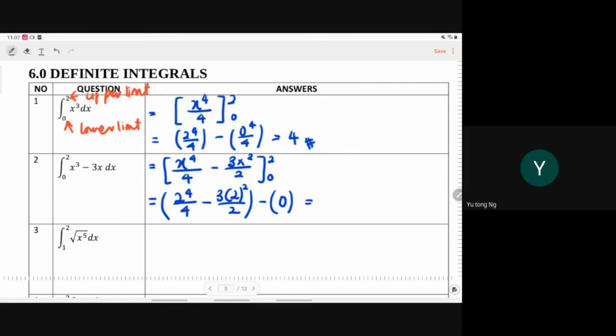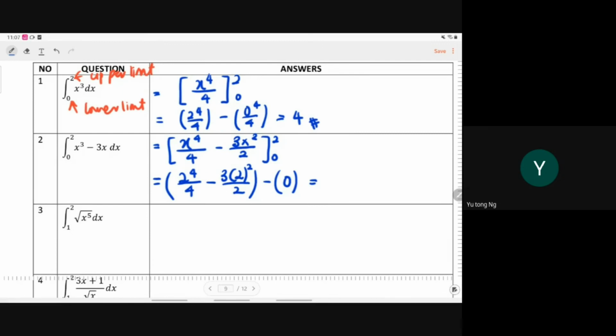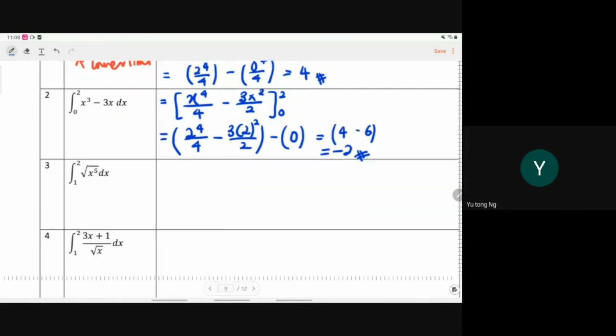And then simplify. So 16 over 4, 4. So 4 minus, 4 times 3, 12. 12 over 2 is 6. So jawapan kita adalah negative 2. So definite integrals, kita mesti ada final answers dalam bentuk macam ni lah.